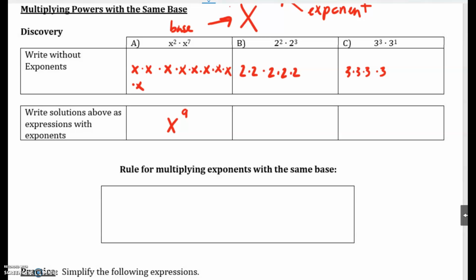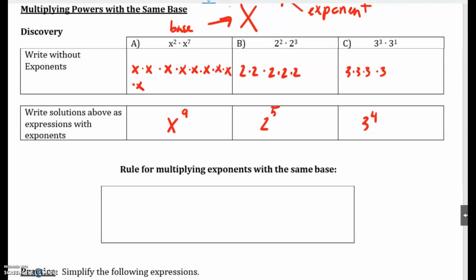Okay, let's look at letter B. 2 times 2 times 2 times 2 times 2. Well, that's the same thing as 2 to the 5th. Now, if I had that problem later on, I would go ahead and put that in my calculator and figure out what 2 to the 5th is. I can't do that with a variable. But with an actual integer, I could. But for right now, we're just trying to figure out what the rule is when I'm multiplying with the same base. 3 to the 3rd times 3 to the 1st. 1, 2, 3, 4. So 3 to the 4th.